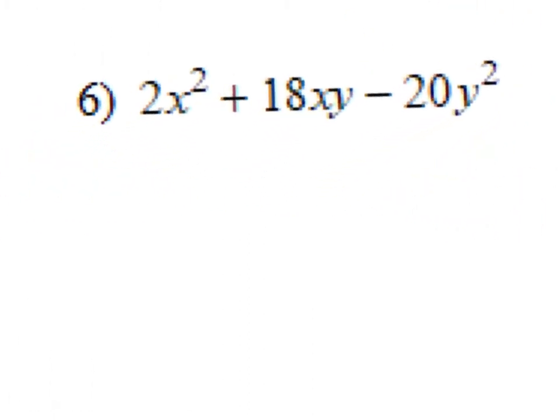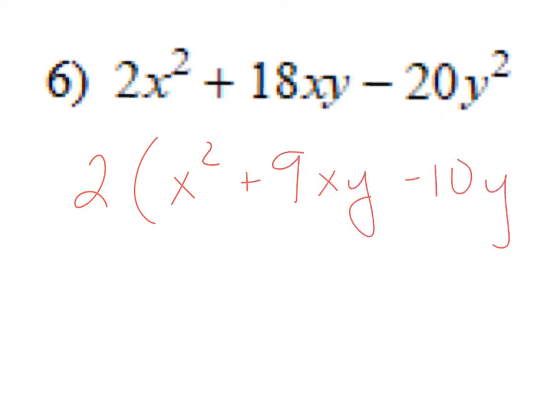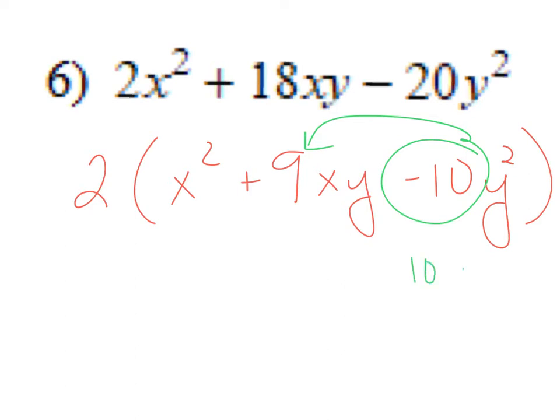Okay, on number 6, again, we're always looking for GCF first. In this case, I can pull a 2 out and get x squared plus 9xy minus 10y squared. All right, so now I am looking for factors of negative 10 that add up to 9. So 10 and negative 1 looks like it'll work.